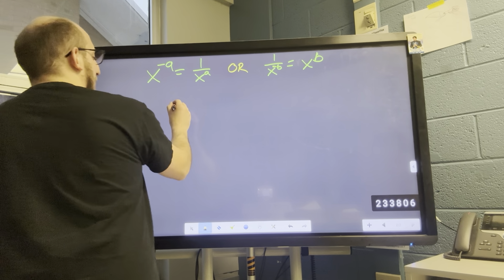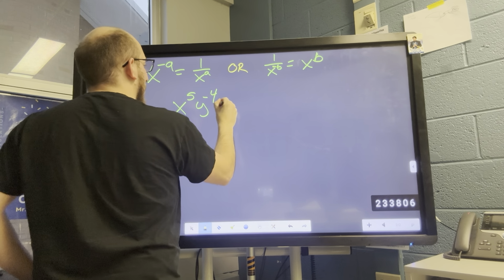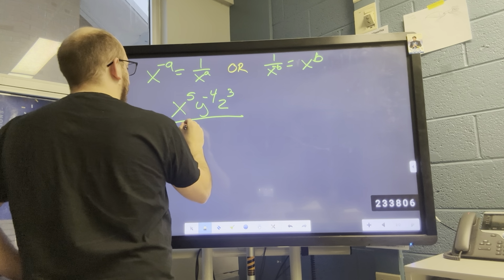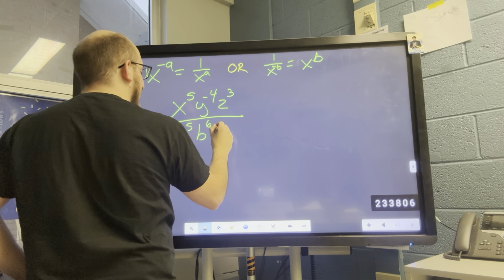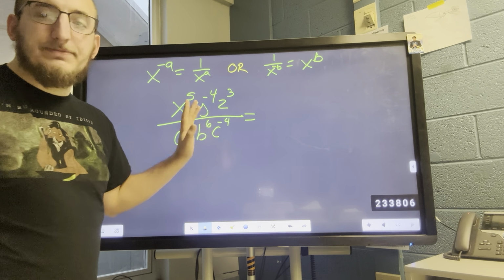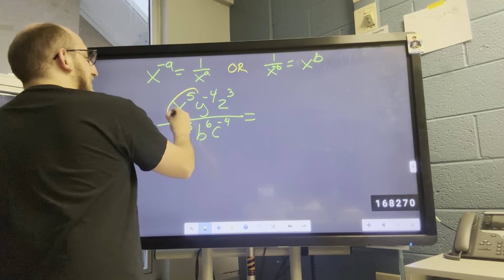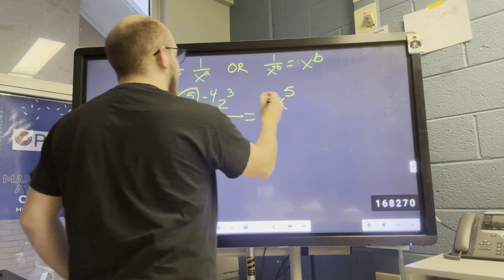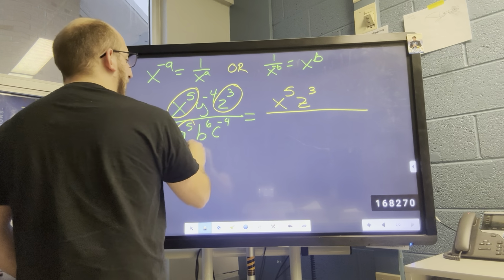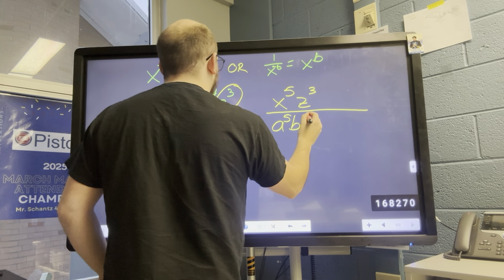So if I said simplify this, let's get x to the 5, y to the negative 4, z to the 3, all over a to the 5, b to the 6, c to the negative 4. Now, I want my exponents to all be positive. So if they're already positive, they can stay where they are. This guy can stay where he is because he's already positive. This guy, this guy, and this guy too.